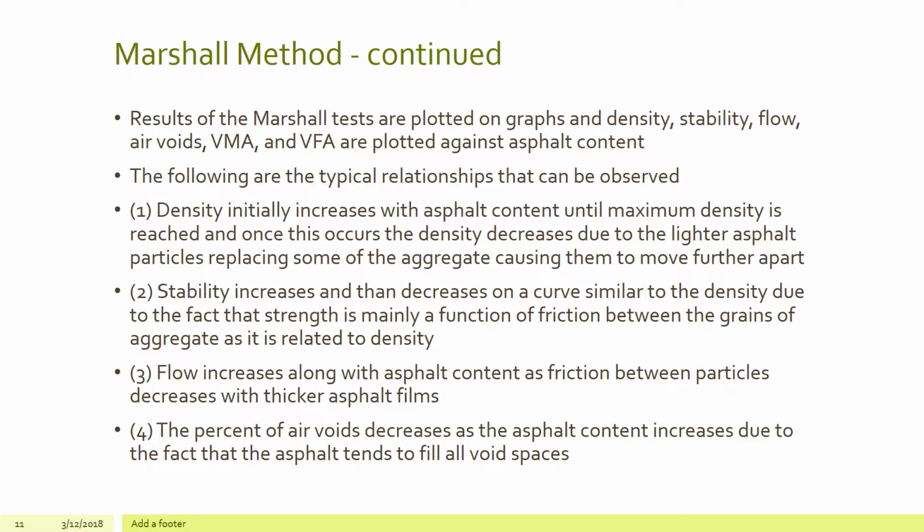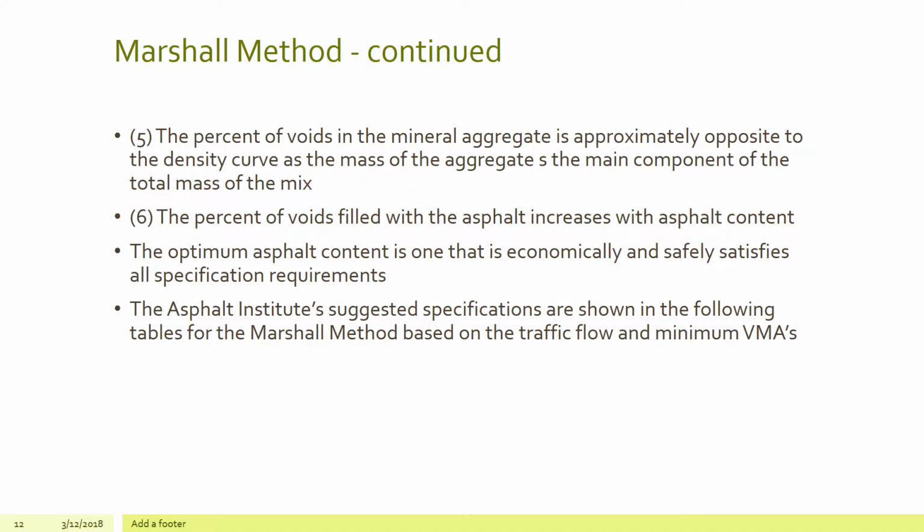The percentage of air voids decreases as the asphalt content increases due to the fact that the asphalt tends to fill all void spaces. The percent of voids in the mineral aggregate is approximately opposite to the density curve, as the mass of the aggregate is the main component of the total mass of the mix. The percent of voids filled with the asphalt increases with the asphalt content. The optimum asphalt content is one that economically and safely satisfies all specification requirements.